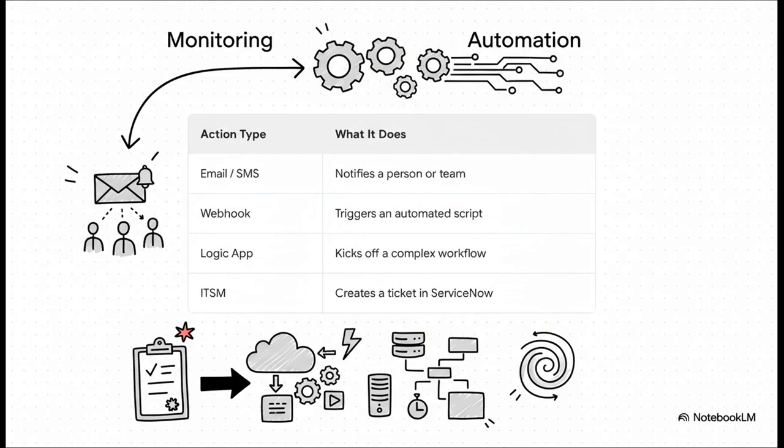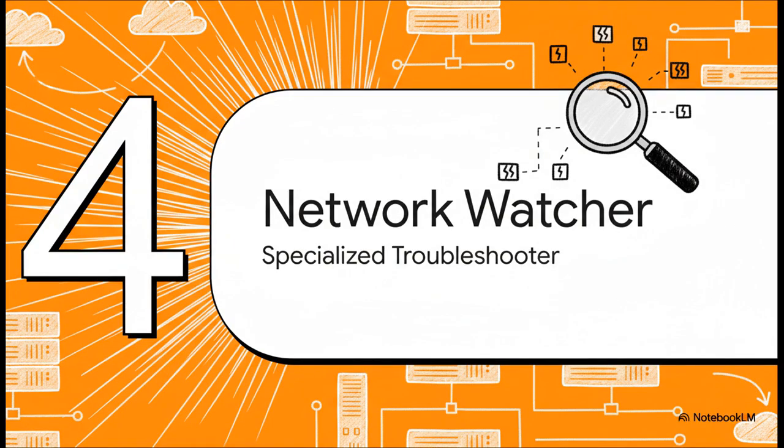The possibilities are huge. An action can trigger an Azure function that automatically restarts a faulty service. It could kick off an automation runbook to go and apply a patch. It could even create a high-priority ticket for you right inside ServiceNow. This is where monitoring stops being passive and becomes real, active automation. All right, on to our final tool.